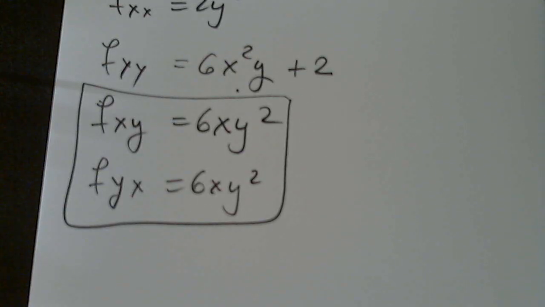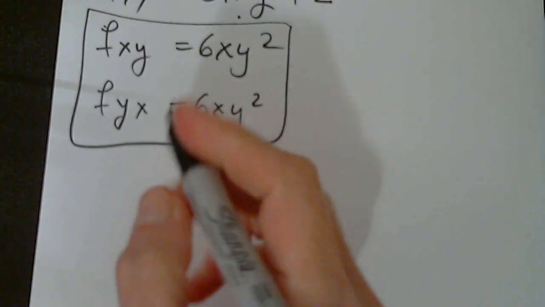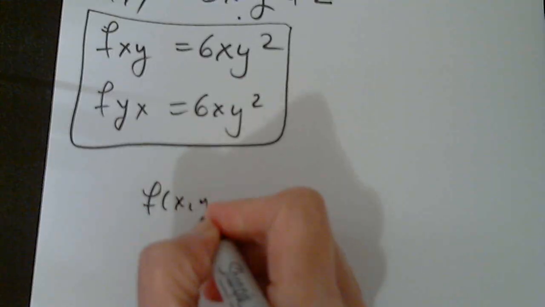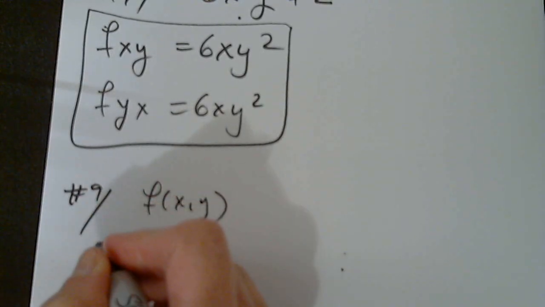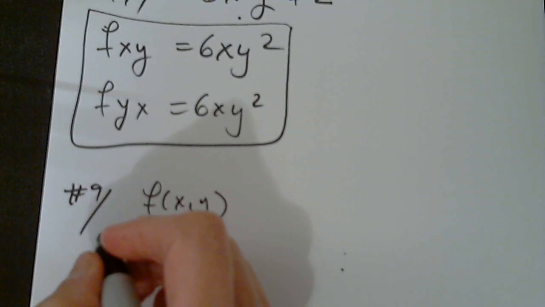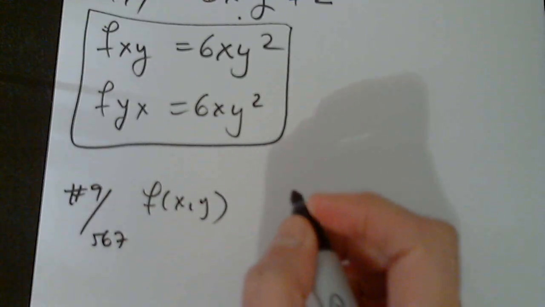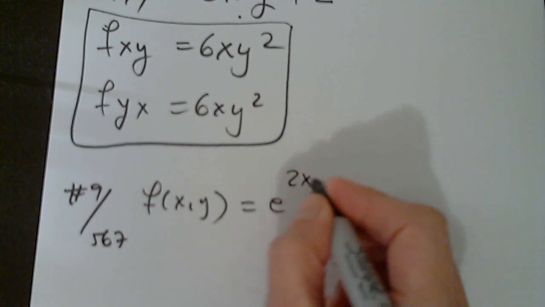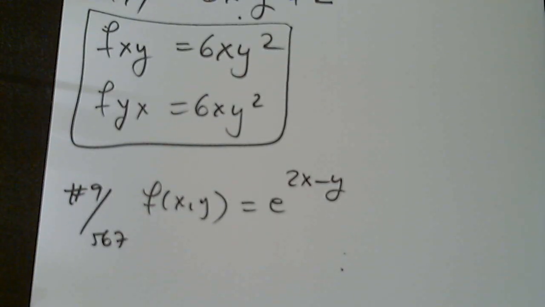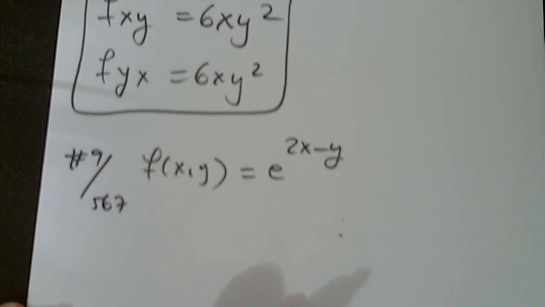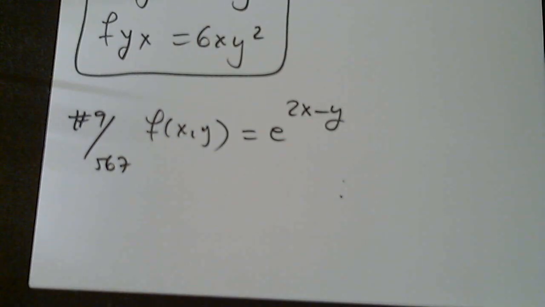Anyone? Yes? 9. We want to start with 9. Very good. Excellent. So let's start with 9, which is f of x, y. So it's 9 on page 567. And it's e to 2x minus y. Perfect. Good. So we're asked to find everything. fxx. Well, actually, let's take a look. For this set, they only want fx and fy. So we're going to stick with that.